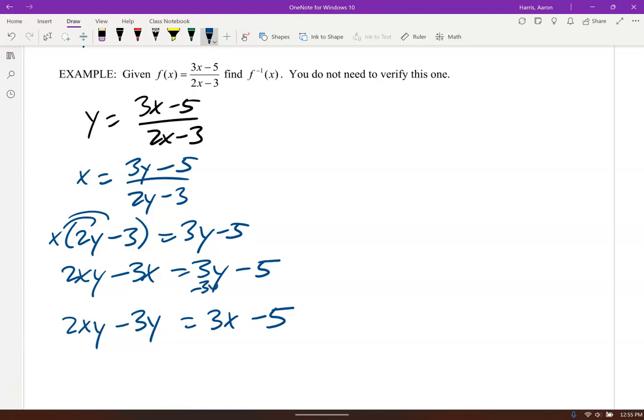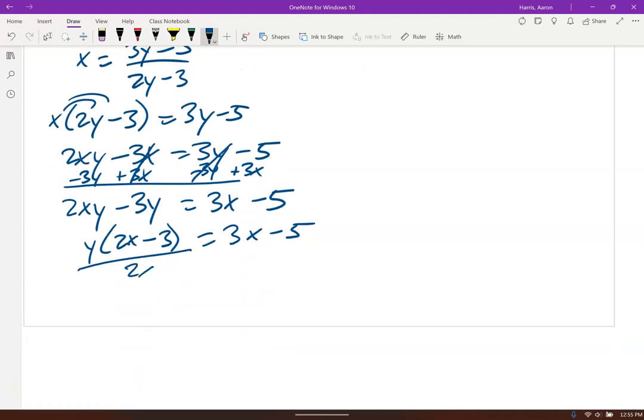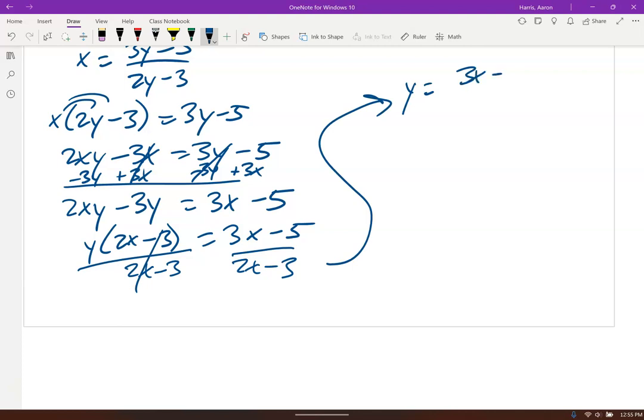I subtracted 3y, I added 3x. Now we're going to factor out a y. And finally, we're going to divide both sides by 2x minus 3. So we have y is 3x minus 5 over 2x minus 3. That's our inverse.